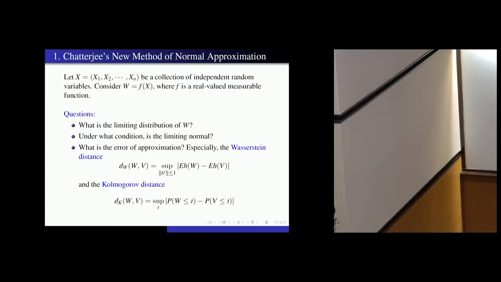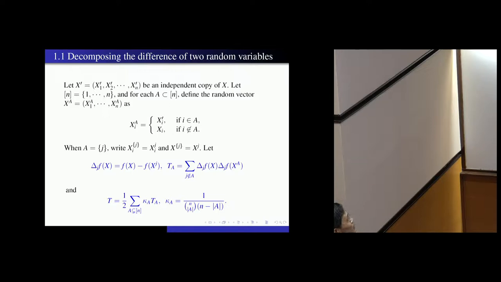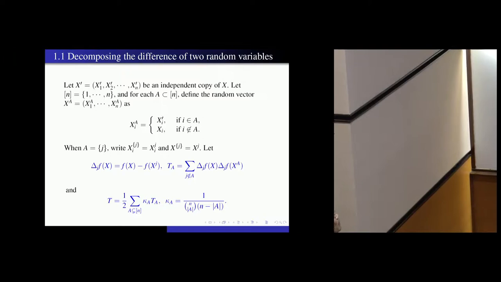And in order to answer that question, I'll follow Chatterjee's 2008 paper. So we introduce X prime, which is the independent copy of X. Also a short notation: the blackboard N stands for the set of integers from 1 to n. And then for any subset A of 1 to n, we define X^A to mean that if the index i belongs to A, then we change Xi to Xi prime, the independent copy. Otherwise, we keep the same Xi. Okay, so that's the definition.